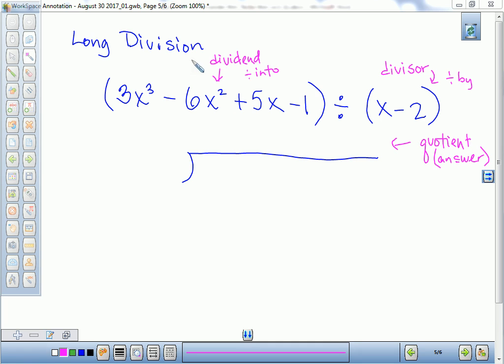So we're starting with long division. We talked a little bit about the vocabulary. Dividend, what we divide into. Divisor, what we divide by.